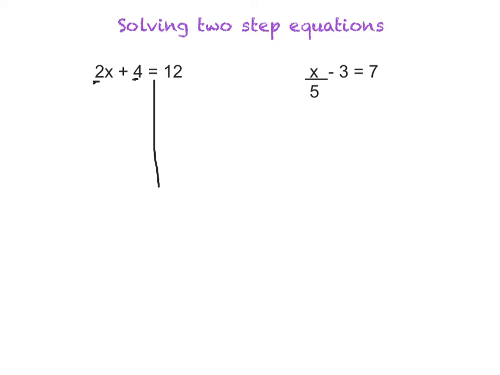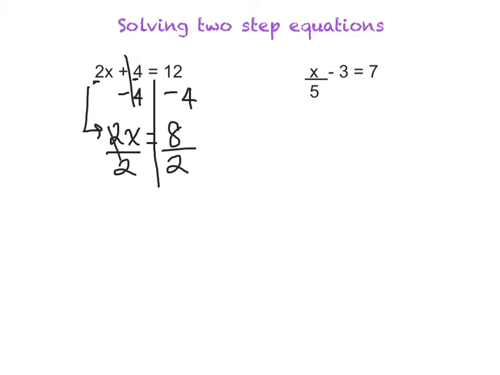Since it's a positive 4, I'm going to subtract 4. If I subtract 4 on the left side, I need to make it balanced, equal, and subtract 4 on the right side. 4 minus 4 is 0, so those cancel out. Bring down what we have left, which is my 2x, equals 12 minus 4 is 8. Now I'm at a 1-step equation. Here I see 2 times x equals 8. So since I have multiplication, I'm going to divide both sides by 2. 2 divided by 2 is 1. So I'm just left with my 1x by itself, and 8 divided by 2 is 4.